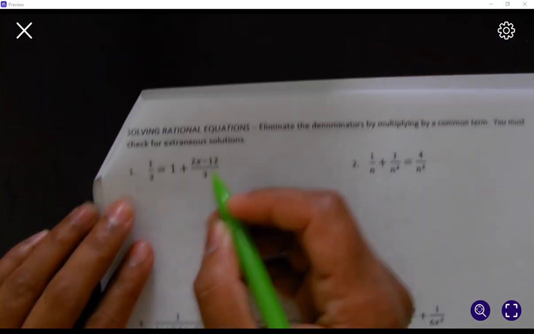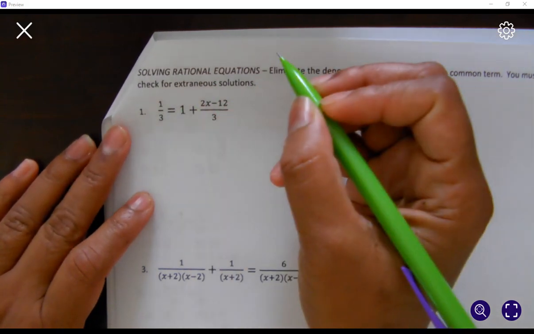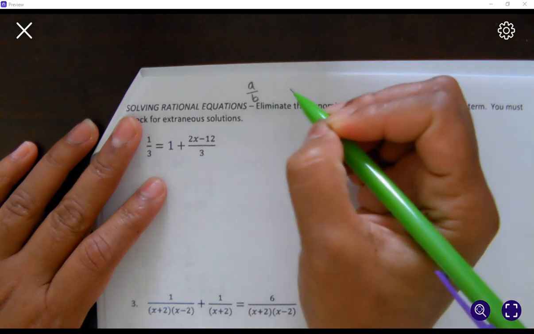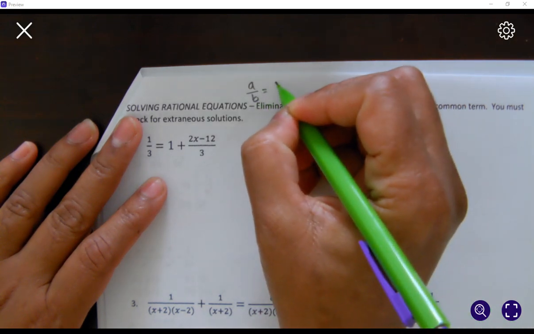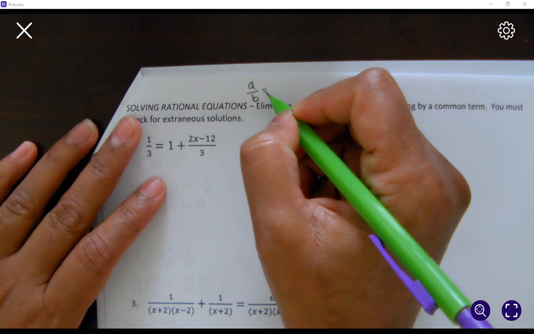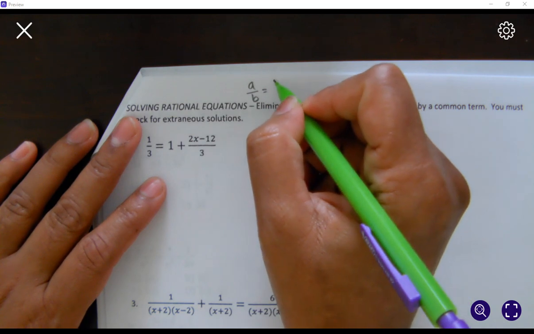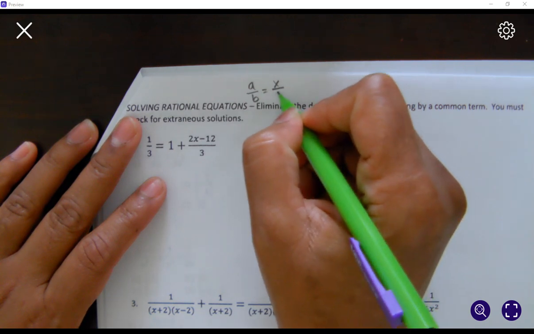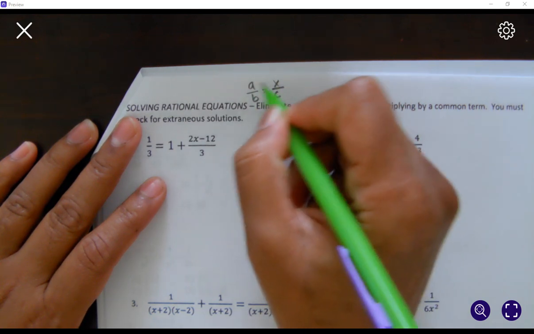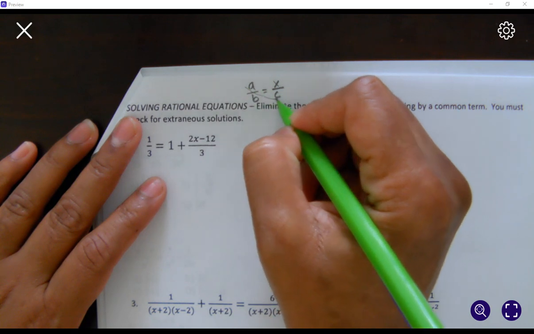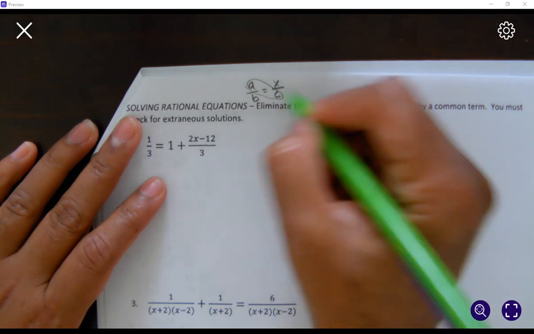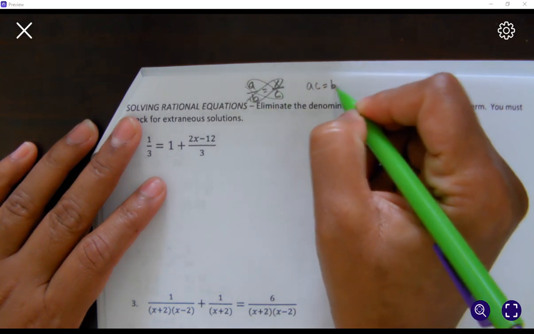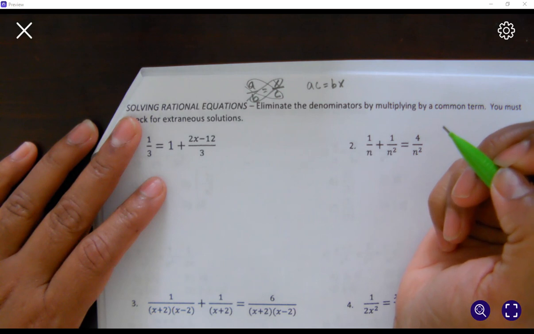Okay, so to start off, what we like to do is have a fraction on the left side, so a over b, equal to a fraction on the right side. So you can have x in the numerator or denominator over c. And when we have it like this, we're going to cross multiply. We're going to do a times c equals b times x, and then you would solve for x from there.